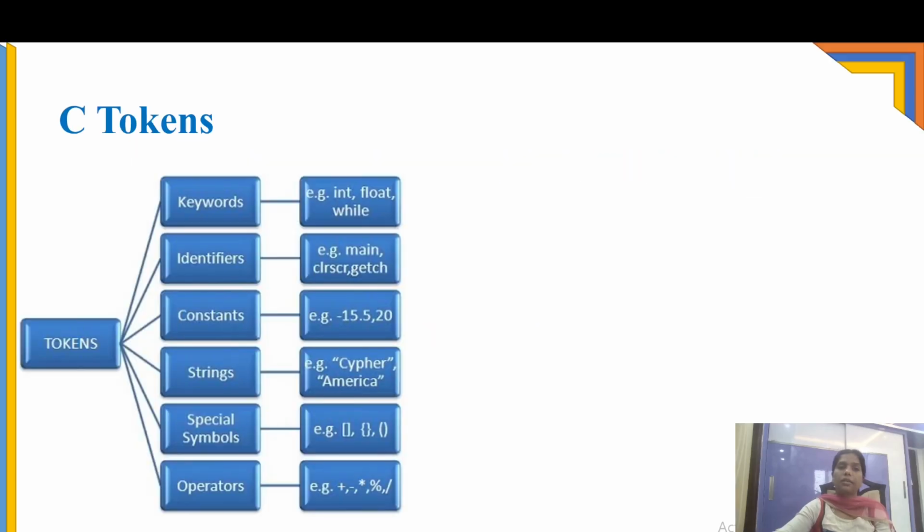C tokens. Tokens are the building blocks of C programming language. Every program must contain tokens. The compiler compiles the program based upon the tokens only. We have 6 types of tokens in C programming language. They are keywords, identifiers, constants, strings, special symbols and operators. Now let us discuss one by one.